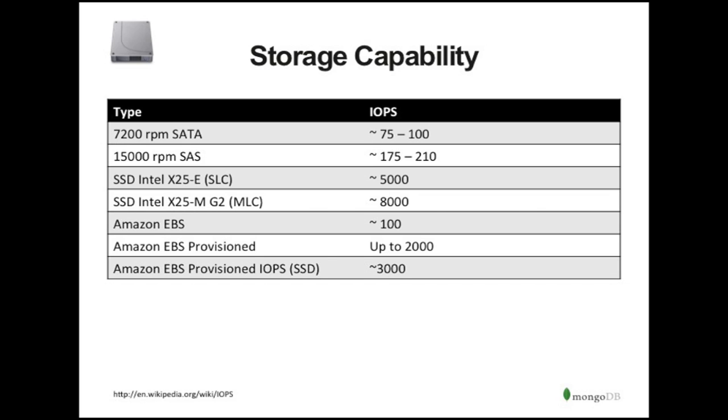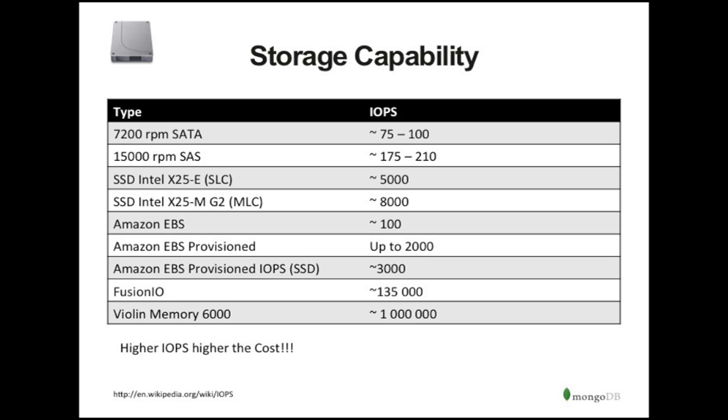On EBS normal disks, we can have around 100 IOPS. When we're using Provisioned IOPS, we can get up to 2,000, according to our budget and according to how many Provisioned IOPS we're going to use. And obviously, with the new SSD EBS Provisioned IOPS, we can get a little bit more with approximately the same cost. So it's definitely a good choice for storage capability.